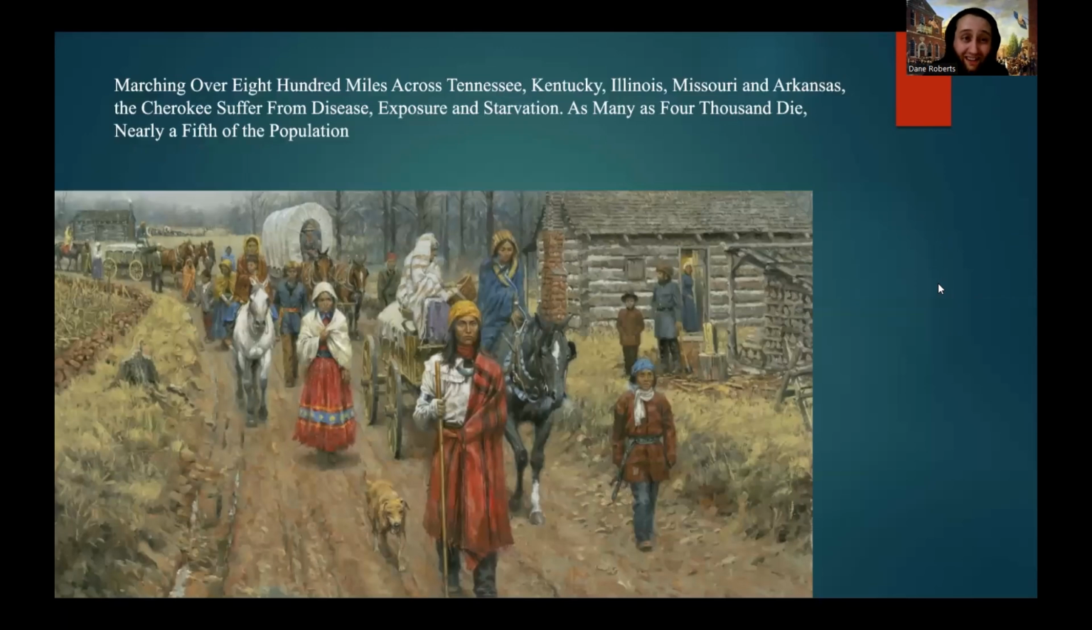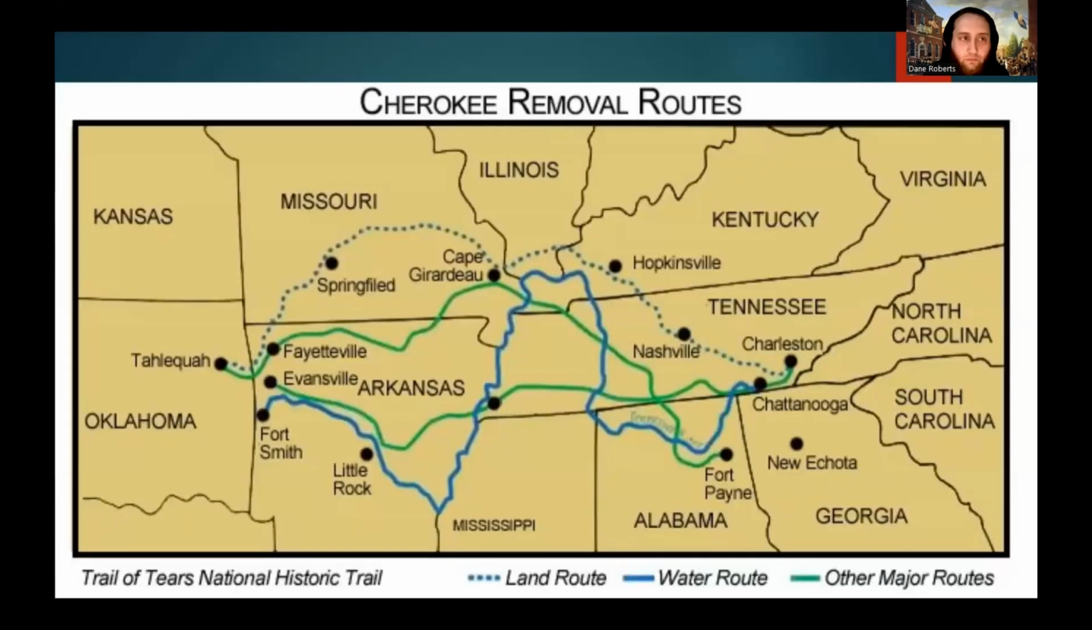Marching over 800 miles across Tennessee, Kentucky, Illinois, Missouri, and Arkansas, the Cherokee would suffer from disease, exposure, and starvation, with as many as 4,000 dying on the way, nearly 1/5 of their population. And here's a map of some of their routes that were taken.